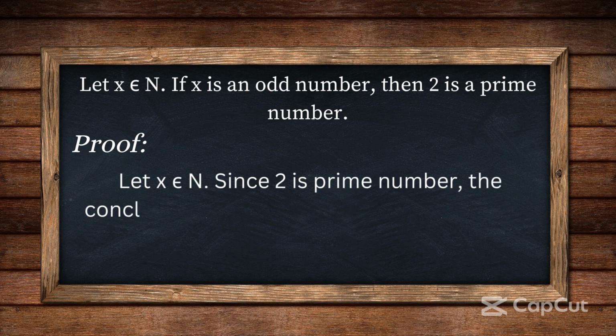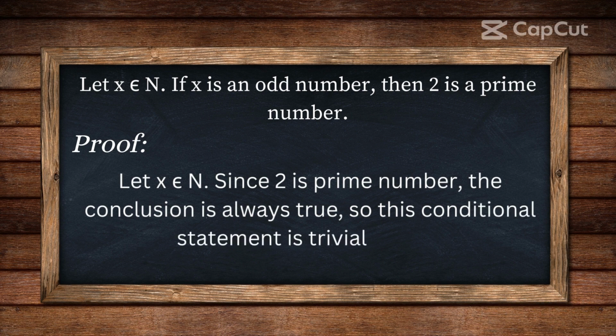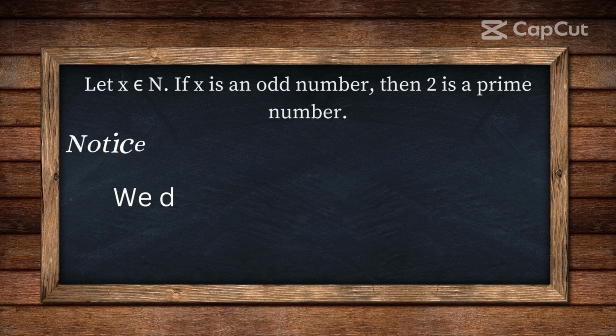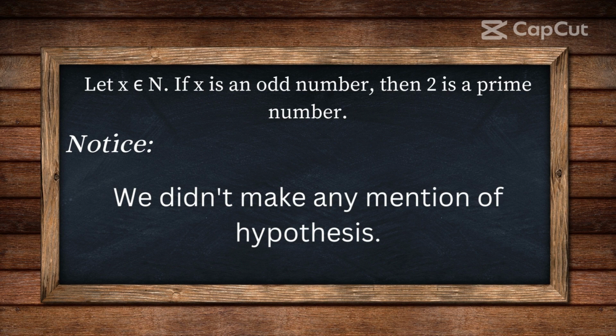So let x be an element of natural numbers. Since 2 is a prime number, the conclusion is always true. So this conditional statement is trivially true. Notice, we didn't make any mention of the hypothesis, because in a trivial proof, we don't need to mention the hypothesis because it really doesn't come into play. 2 is going to be a prime number whether x is odd or even.